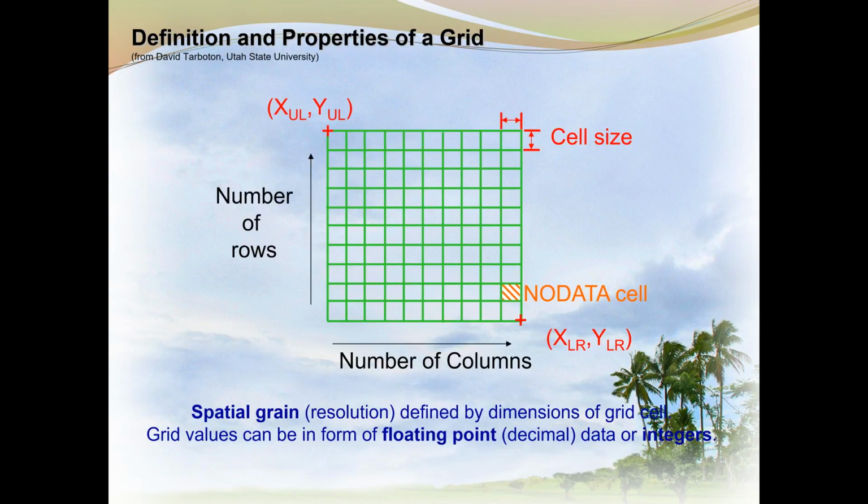Just like Excel, a row is horizontal and then there are columns, and on the lower right-hand side we have the x and y value. The spatial resolution is defined by the dimensions of the grid cell. Grid values can be in the form of floating-point decimal data, or integers.